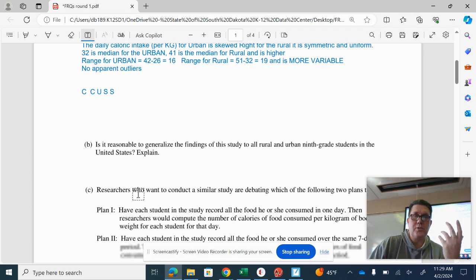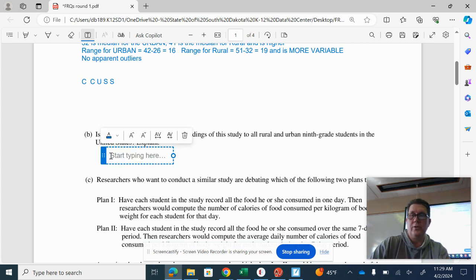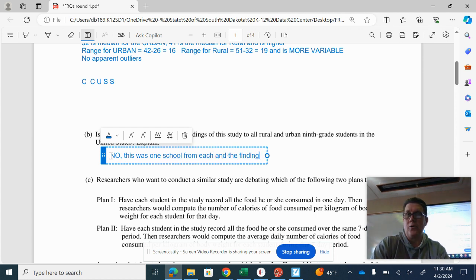So part B, is it reasonable to generalize the findings of this study to all rural and urban 9th grade students? No, this was one school from each. And the findings are only generalized to these 2 schools.